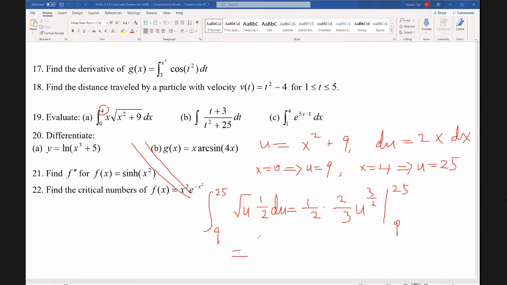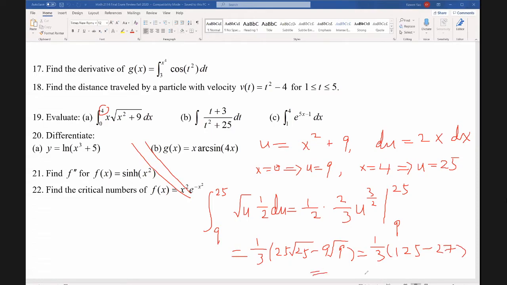So this will be 1/3 times 25 to the 3/2, square root 25, right? Minus 9 to the 3/2, square root 9. Actually, this makes life much easier. Because square root of 25 is 5, this will be 125, right? So you don't have a square root, right? Everything is nice. Minus, this will be 27. Right? So what's the answer?